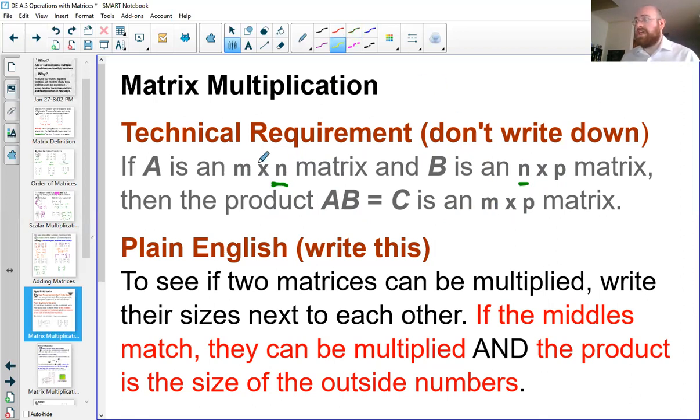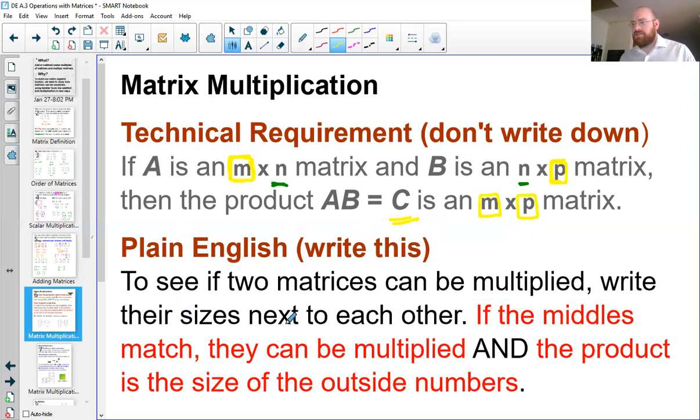So if we meet those criteria, then the product A times B equals C is an m by p matrix. Notice that the number of rows from A and the number of columns from B give us the number of rows and the number of columns in our product matrix, respectively. So if our middle numbers match, then the outside numbers give us the dimension or the order of our product. And we're just calling that product C. So we're naming our new matrix.